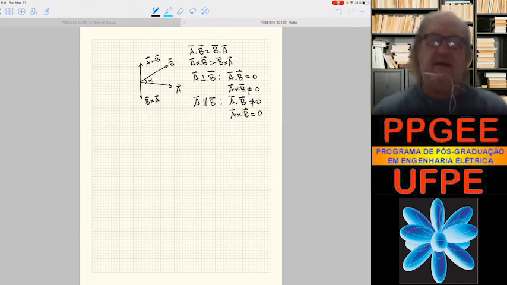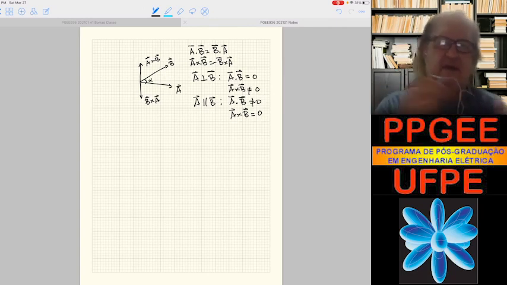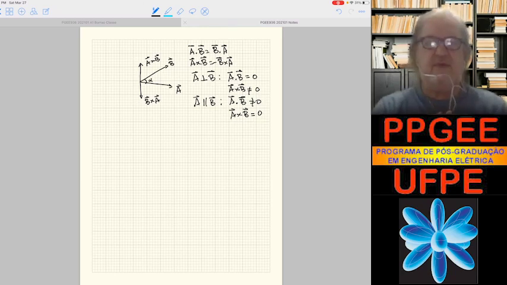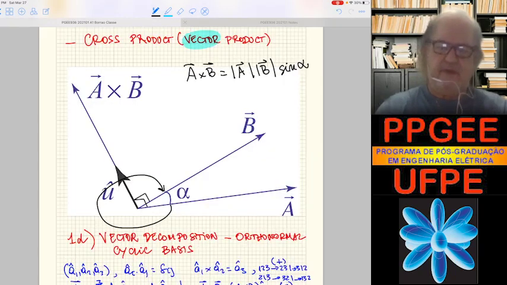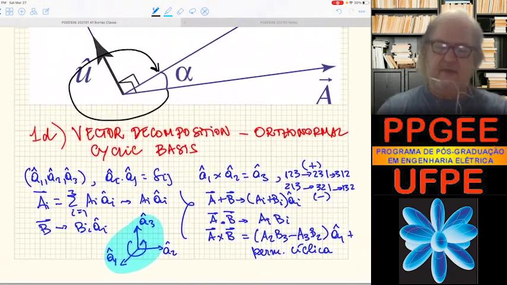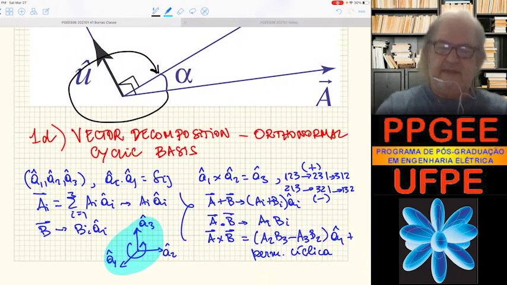It's important to make sum of vectors, subtraction of vectors, product between vectors, either cross or dot products. These operations become much easier if we make use of coordinate systems in which we can decompose the vector, okay? So let's talk about that, vector decomposition. We are going to talk about a specific system which is very useful, an orthonormal cyclic basis in which you can decompose a vector, right?